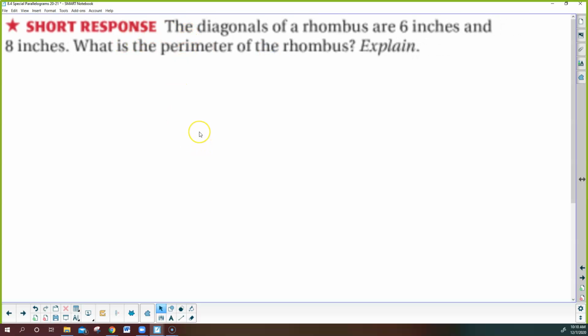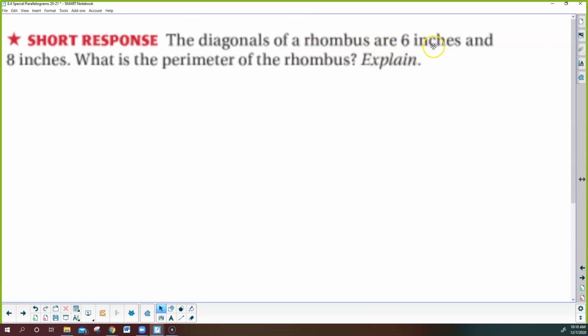So let's look at a couple of properties and problems. We're going to do this one together, but I want you to see if you can draw the picture, because you'll notice there is no picture given. That's one of the challenges of problems like this: you should be able to draw a picture. So let's say the diagonals of a rhombus are 6 inches and 8 inches. What is the perimeter of the rhombus?